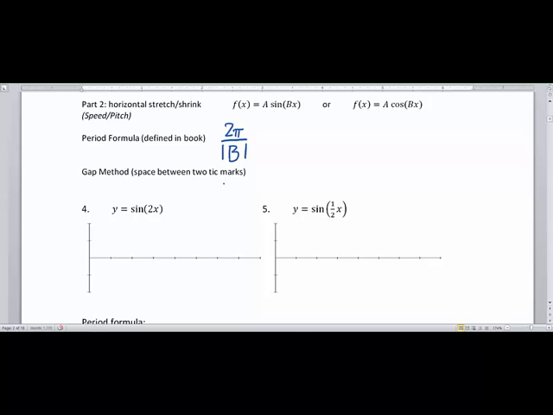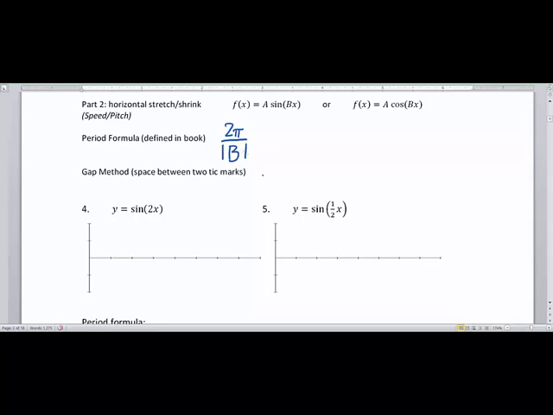Now the reason why there's an absolute value there is because b could be positive or negative. You're going to find that almost all of your problems are going to be positive, and if they were ever negative, which means they went in a clockwise formation instead of a counterclockwise formation, we would probably take care of the negative before doing the problem by using one of our even-odd properties. So what we have now is a formula we can use to figure out our period.